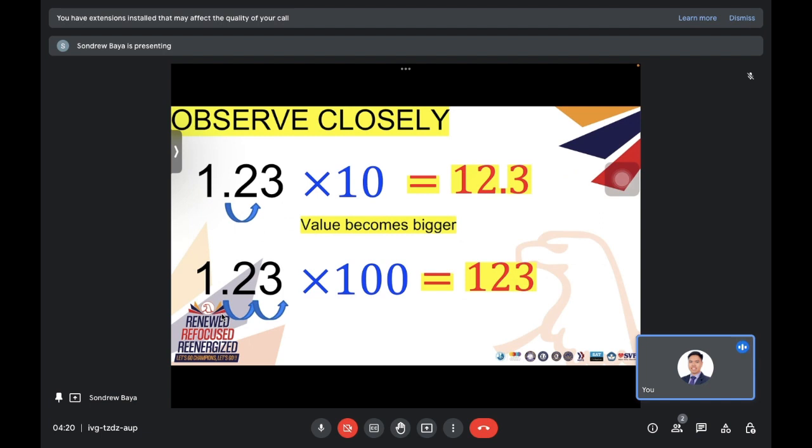Okay? So whenever you're confused whether to move the decimal to the left or right, just put in mind that when we multiply by a number greater than 1, the value should be bigger. And that gives an idea of where to move the decimal. But if we are dividing it by a number greater than 1, the value should be smaller. So it should be moved on the other direction, towards the left.